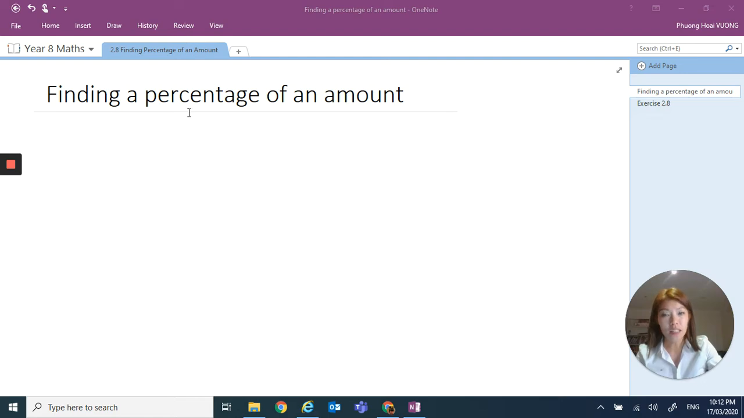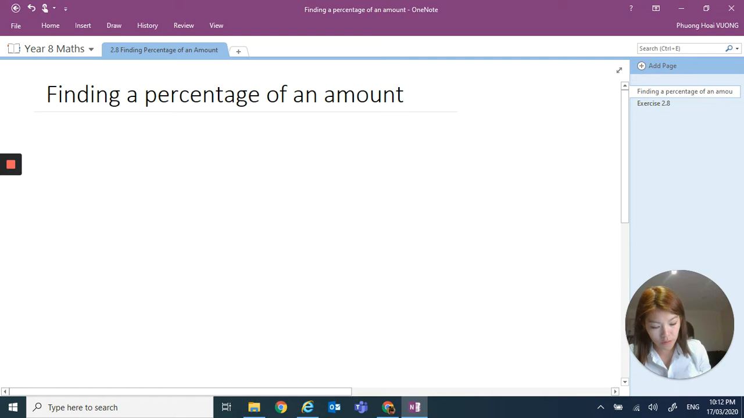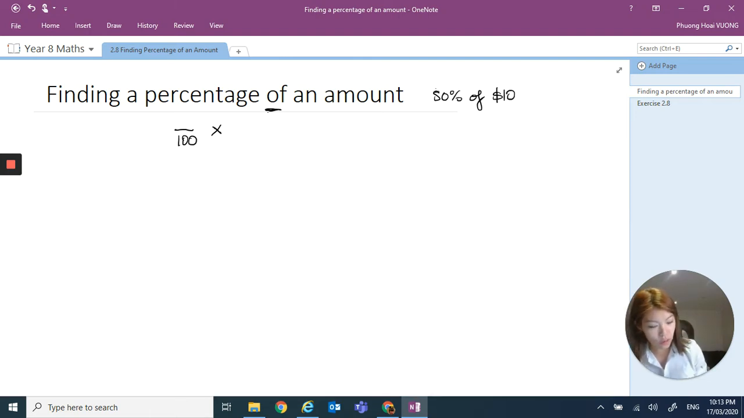The word percentage, as we have learned, is nothing more than a fraction out of 100. And the word "of" means nothing more than times. So we're looking for a fraction times an amount. Let's do an example. For example, let's do 50% of $10. Now we know that 50% of $10 is $5. But how do we do it showing all our working out?